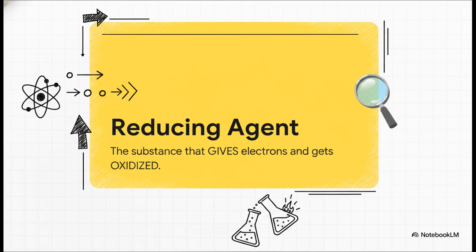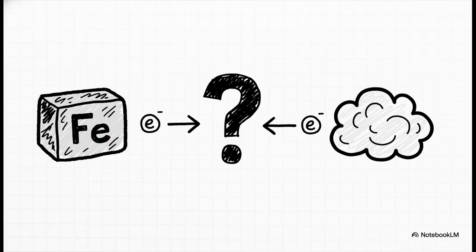The mnemonic for this is LEO. Losing electrons is oxidation. So just remember the phrase, LEO the lion says GER. It's cheesy, but trust me, it works every time. Let's put LEO and GER to work with a practice problem.